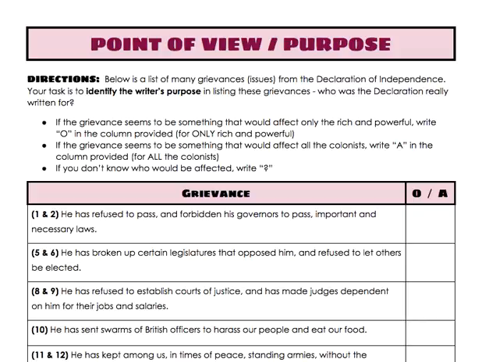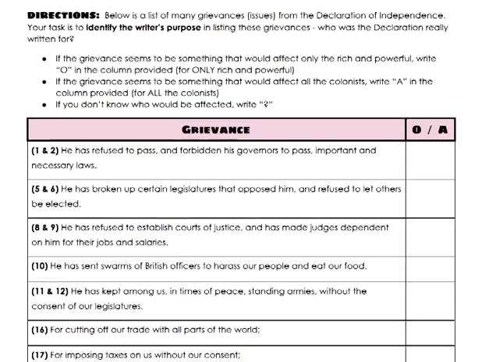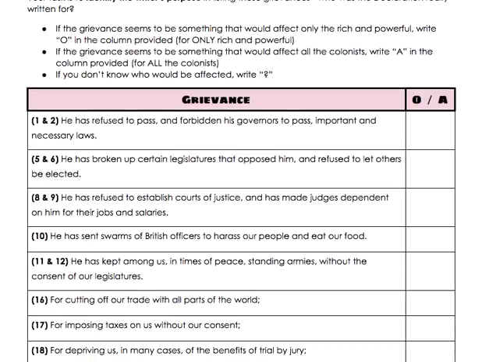So, the first thing you're going to do is point of view and purpose, where you try to identify exactly what the writer's purpose was in writing each of these grievances or issues in the Declaration of Independence. So, for each one, you're going to read the grievance and then identify if you believe that statement affected or was written for only the rich and powerful.